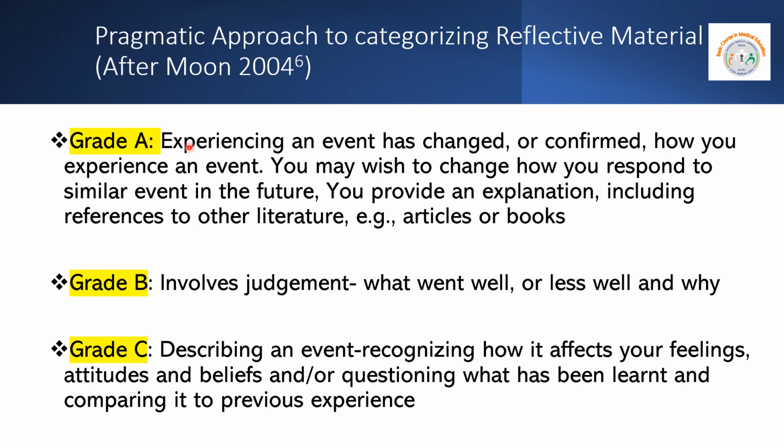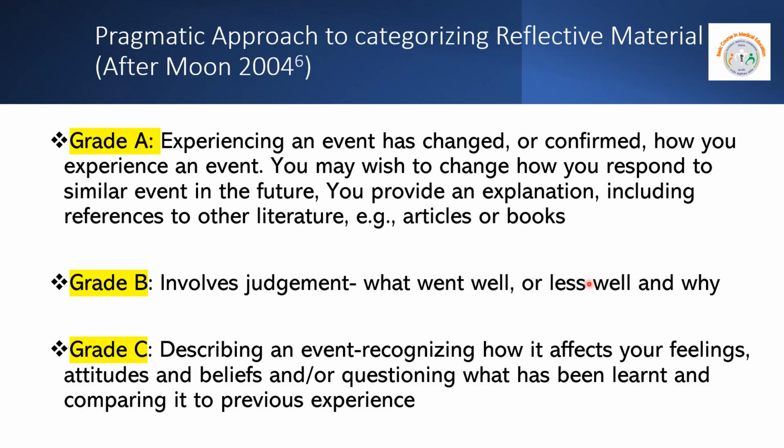There are so many approaches. According to Moon 2004, you can grade by grade A, B, C. Grade A is experiencing an event that has changed or confirmed, so all the points are there: that is what happened, then so what and what next. If everything is mentioned, how you experienced an event, you may wish to change how you respond to a similar event in future. So you will give the student grade A. Grade B involves judgment, what went well or less well and why.